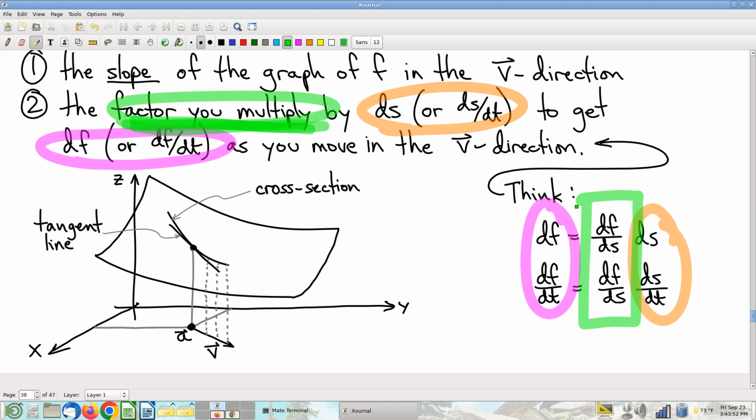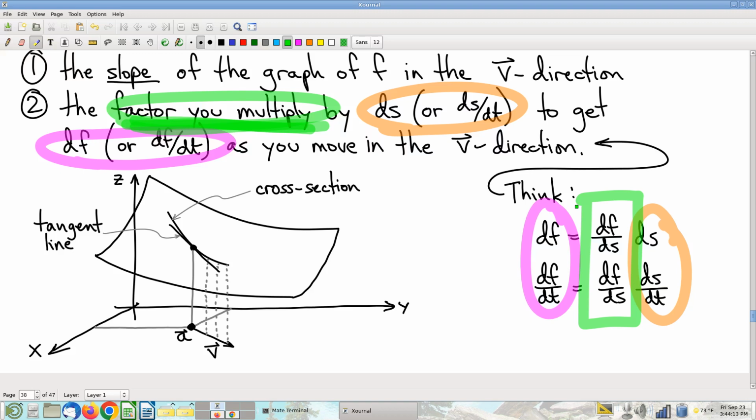I want to be able to take all of my information and do a computation and find df/dt. How many feet of elevation am I gaining per unit time? So this is a measurement of me and what I'm doing as I'm hiking up that hill. Is everybody cool?